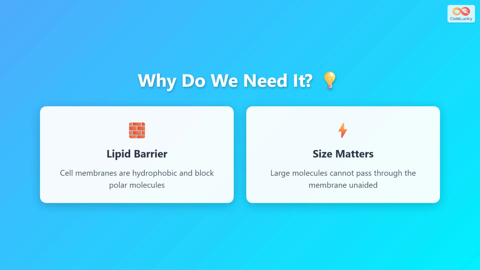You might wonder why cells need facilitated diffusion when simple diffusion already exists. The answer lies in the structure of the cell membrane. Cell membranes are made of a lipid bilayer that is hydrophobic, meaning it repels water and polar molecules. This creates a barrier that blocks polar molecules like glucose and ions from passing through freely. Additionally, large molecules simply cannot fit through the membrane without assistance. This is where facilitated diffusion becomes essential, providing a pathway for these molecules to enter or exit the cell.